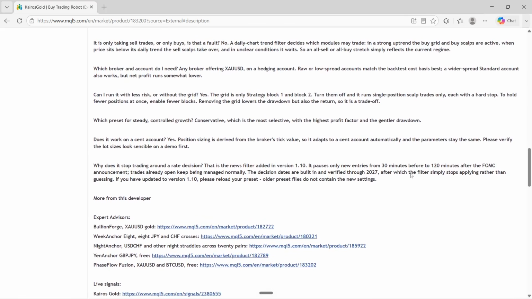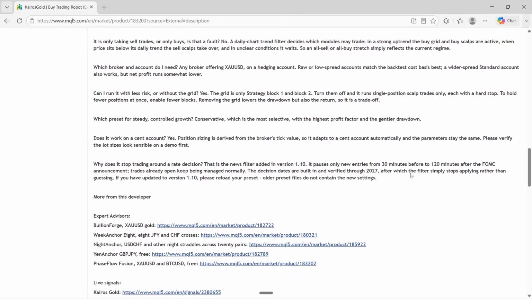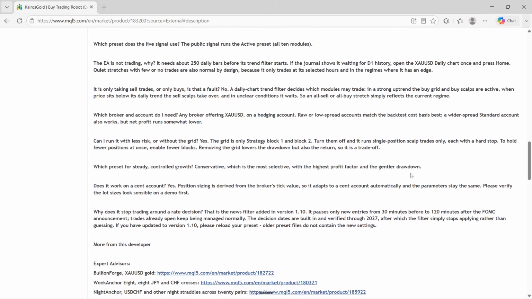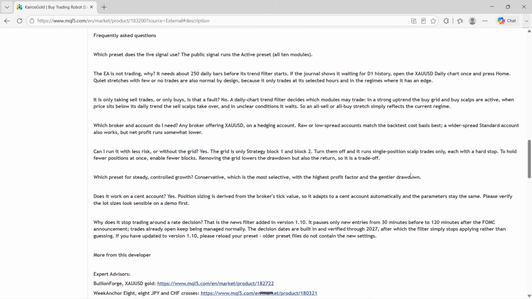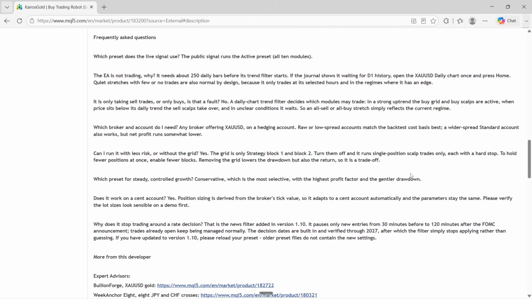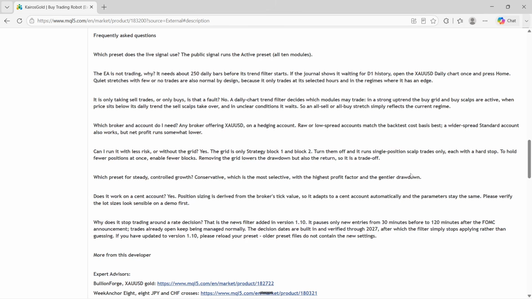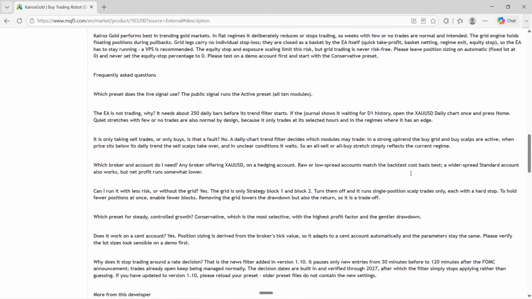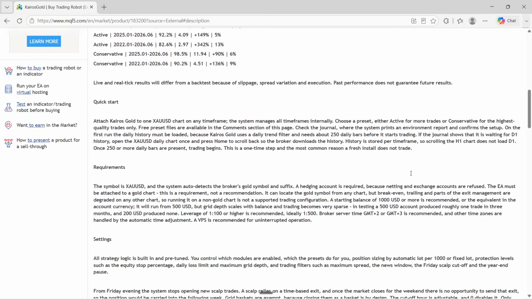So overall, the KairosGold EA is a selective multi-module gold system with a same lot buy-side grid and hard stop scalp engines controlled by daily regime filters. The shared backtest shows strong results accompanied by meaningful equity drawdown. Independent verification, conservative presets, and clear understanding of the grid risks are essential. Always trade with money you can afford to lose.